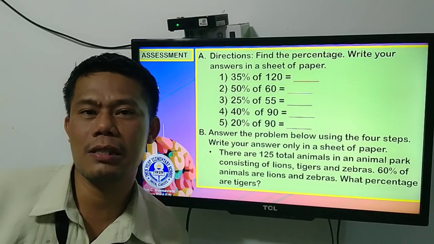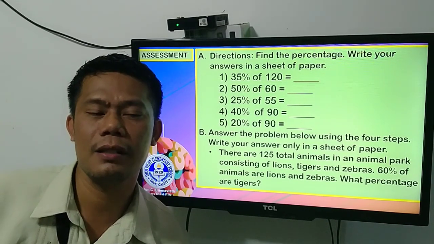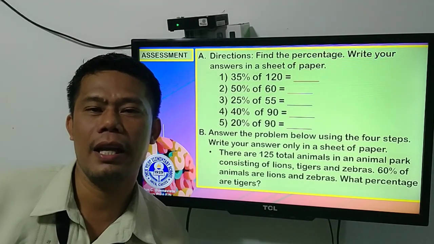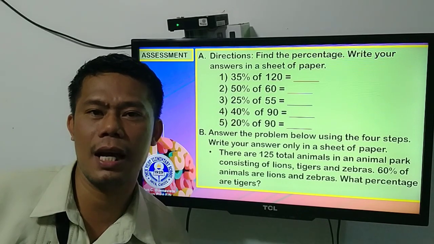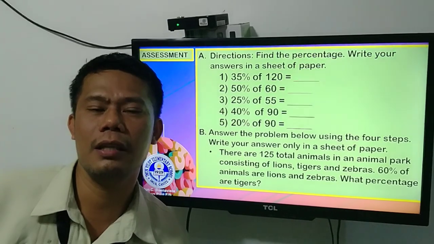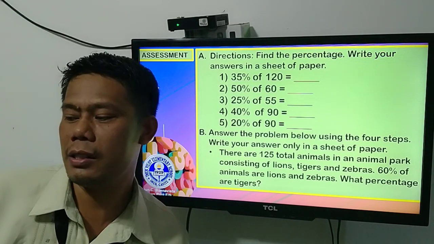You're going to follow the steps in solving the non-routine word problem. What are the steps? Understand, plan, solve, and check. So under the understand, you have to answer what is asked and what are the given. For the plan, you have to know the strategy to be used and the formula to be used. Then after you are done, this is your assignment.